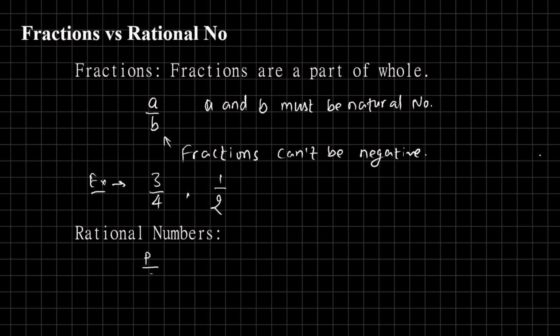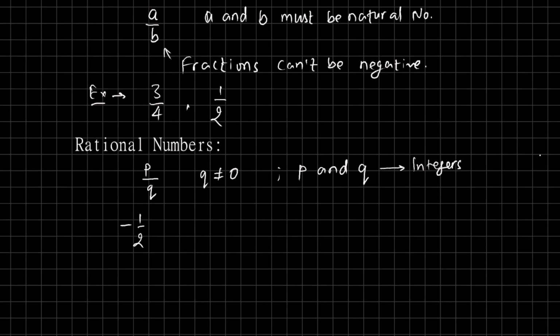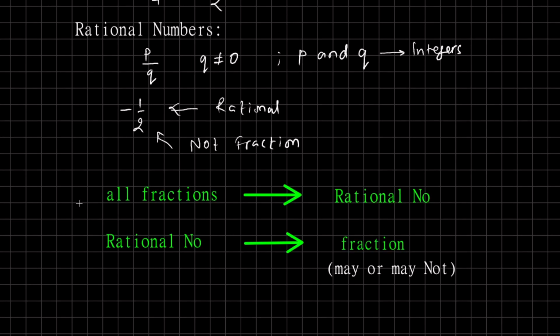Rational numbers are numbers of form P by Q, where Q can't be 0 and P and Q must be integers. So negative 1 by 2 can be a rational number because both numerator and denominator are integers, but this is not a fraction. Fraction must have natural numbers in numerator and denominator. Here negative 1 is an integer, not a natural number. All fractions are rational numbers, but all rational numbers are not fractions.